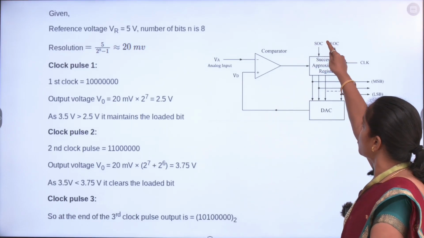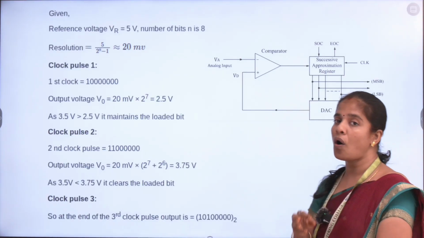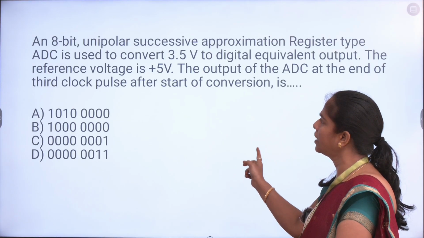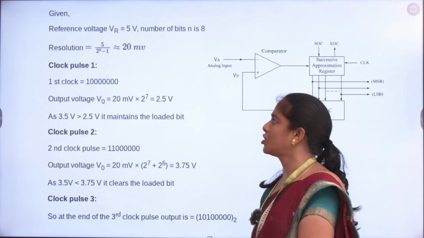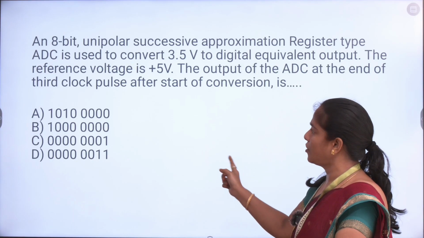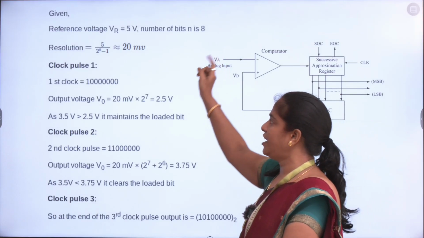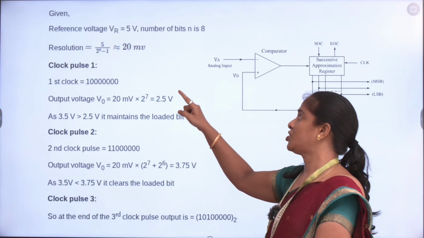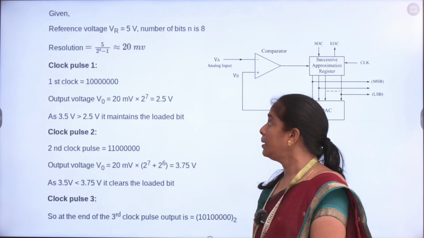On receiving the start of conversion signal, the successive approximation register is going to initialize all the bits to 0. So here the number of bits n is equal to 8. And we can also determine the resolution with the help of the reference voltage. The reference voltage VR is given as 5 volts, and the number of bits is 8. So with the help of this, we can determine the resolution, which is equal to the reference voltage divided by 2 power n minus 1. Here 2 power 8 minus 1 is going to give you nearly 20 millivolts.